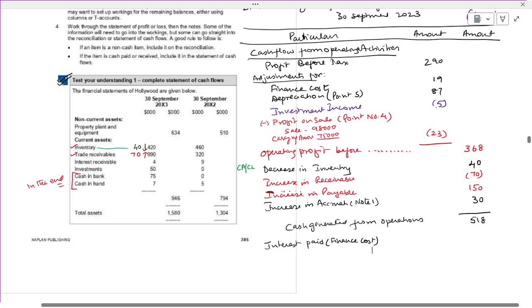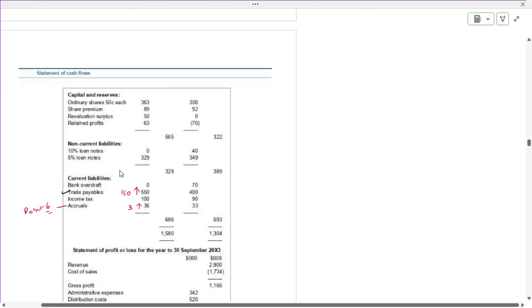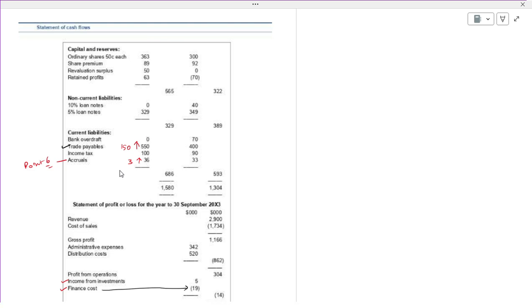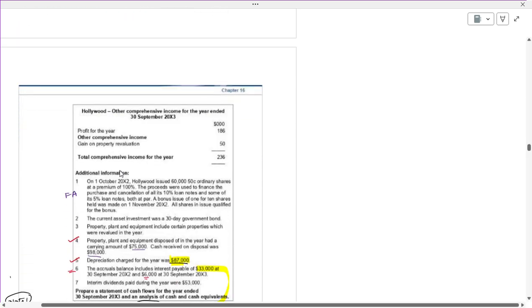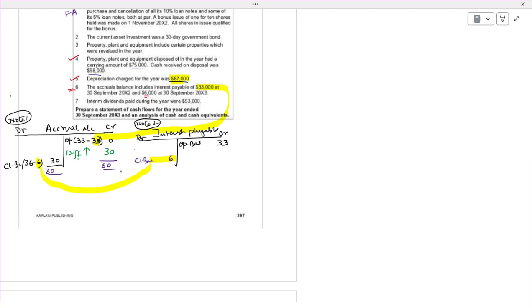In the finance cost, how much is there? Where is the finance cost? How much is the finance cost in note 2? Opening balance is 33, closing balance is 6. Is it okay? Note number 2.